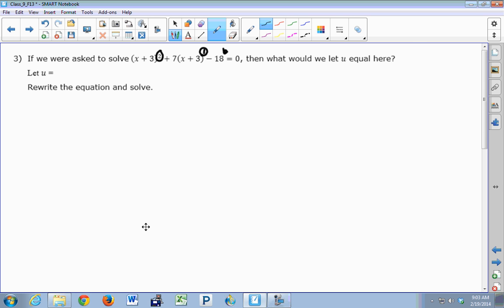So what could you let u be so that the stuff in parentheses doesn't mess with your visual field? What would you let u be here so that it would be a lot easier to look at and it would really look like a quadratic equation? Okay, x plus 3. Okay, thank you, Caitlin.